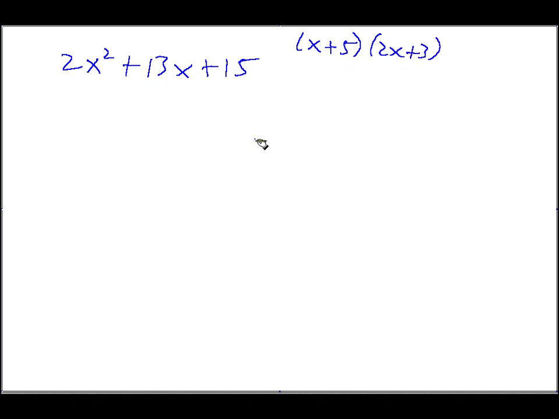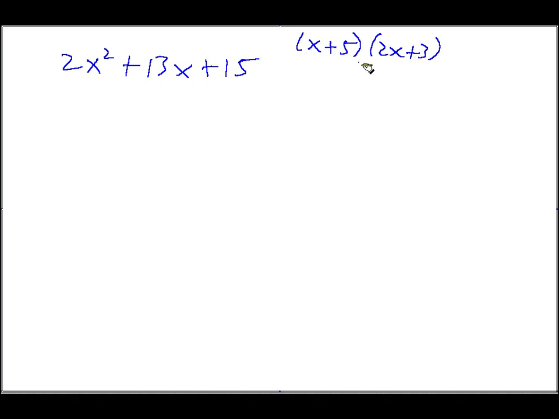Okay, so let's look at the problem again. 2x squared plus 13x plus 15. Remember, I put the answer up here we got earlier. It was x plus 5 times 2x plus 3. We got this answer earlier. Again, you can check your answer here. x times 2x is what? 2x squared, check. 5 times 3, 15, check.